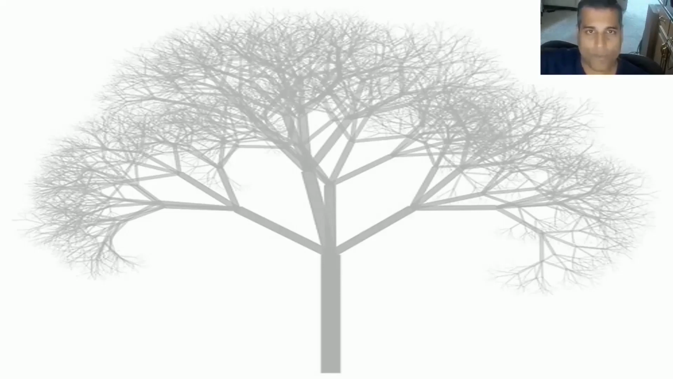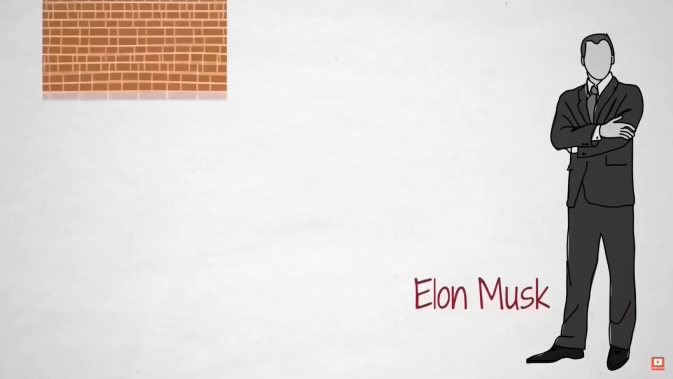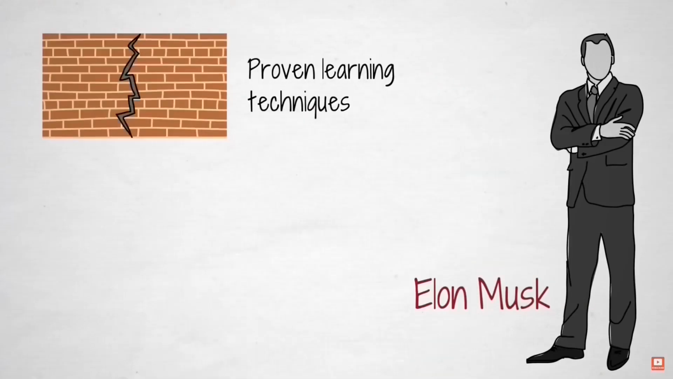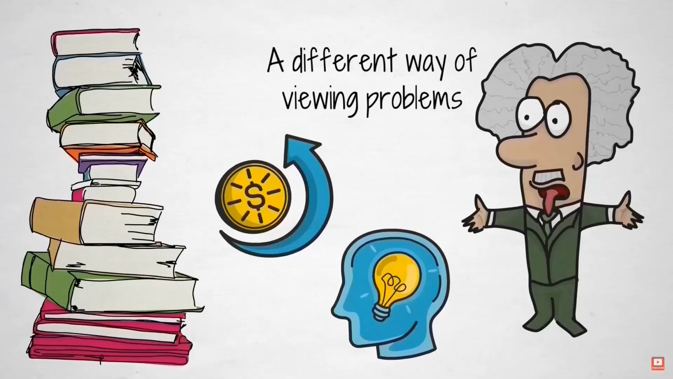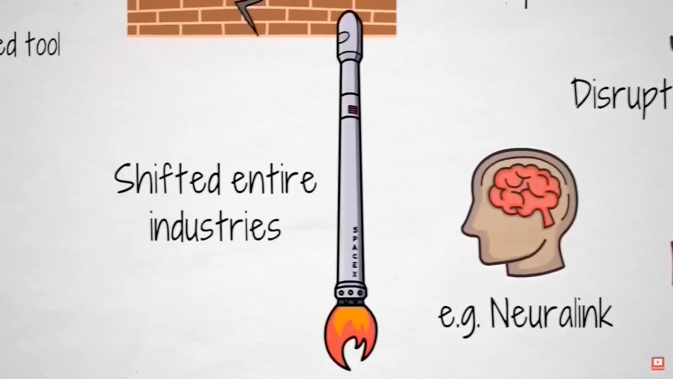Elon Musk has broken through that barrier with learning techniques that have proven successful not just once, but time and time again. His two rules for how to learn anything faster can be implemented by anyone at any time, including you. Here's how.